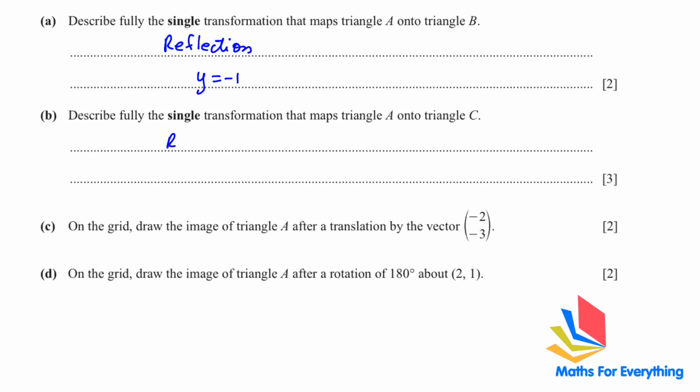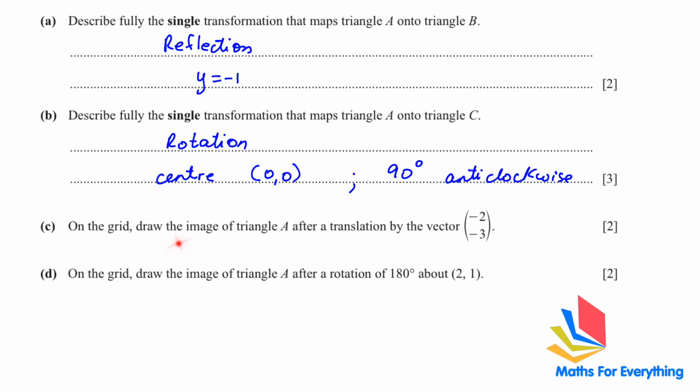You need to first describe the transformation, which is rotation. Then you have to find the center. In this case, the center is 0, 0. And you have to state whether it is 90 degrees, 180 degrees, clockwise or anti-clockwise. This particular transformation is 90 degrees anti-clockwise. Anti-clockwise means it moved this way.